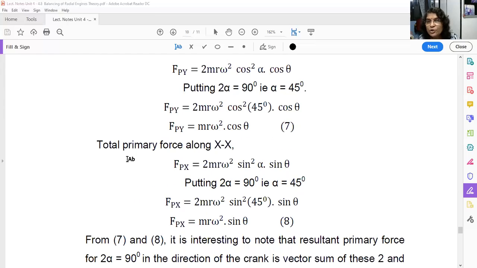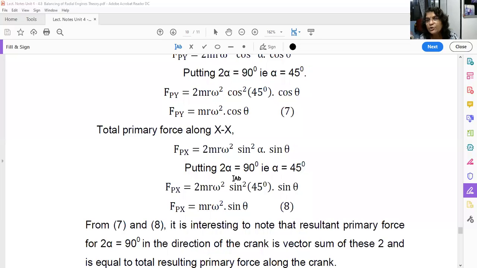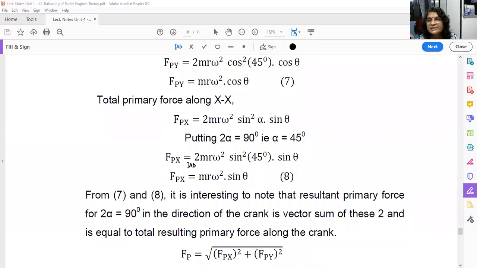Similarly, find out total primary force along x-axis direction, that means horizontal component. Addition of both the forces for cylinder C and cylinder D. So Fpx, that is primary force along x direction, is equal to 2 mr omega square into sine square alpha into sine theta. Okay, so again putting 2 alpha is equal to 90 degree, that is alpha is equal to 45 degree. What are you getting? Fpx is equal to 2 mr omega square as it is into sine square 45 degree into sine theta as it is, because theta is a variable parameter. Alpha is fixed angle between two cylinders.